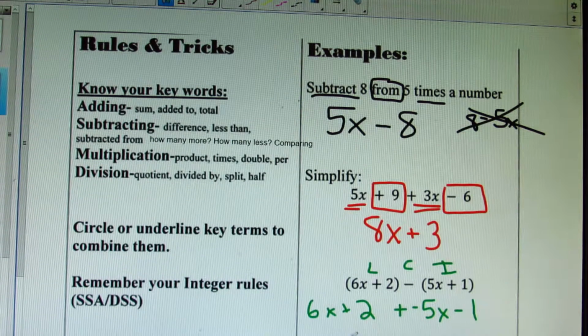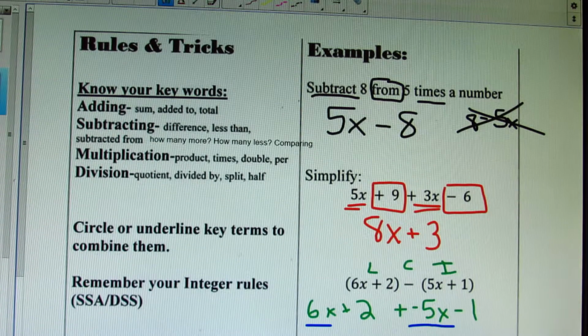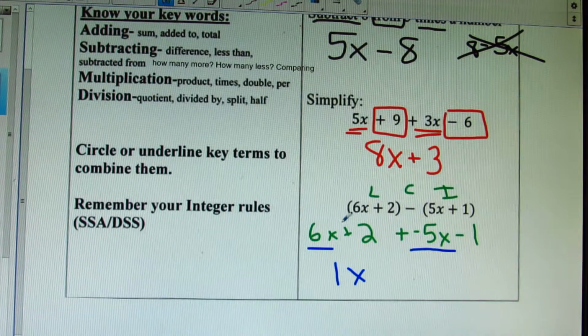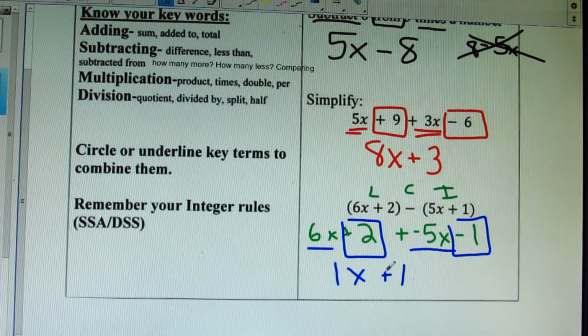And now I'm going to do the like terms again. 6x minus 5x gets me 1x. And positive 2 and a negative 1. Different signs subtract. I get 1, and it is going to be a positive 1. Final answer, 1x plus 1.